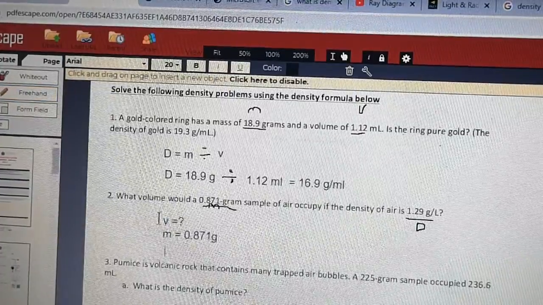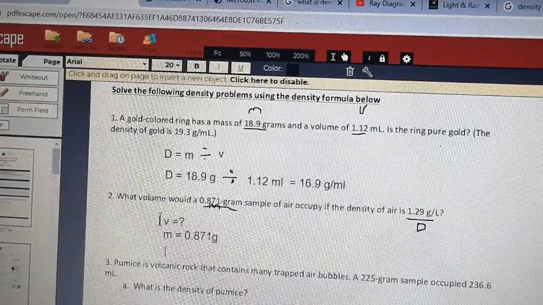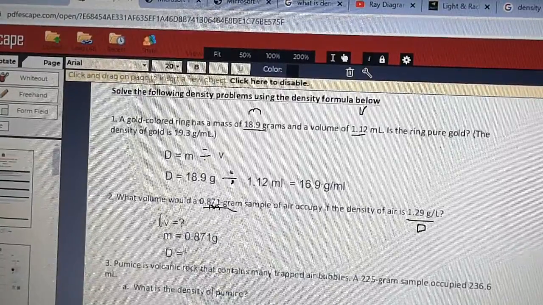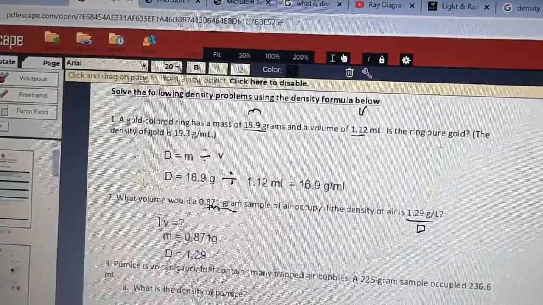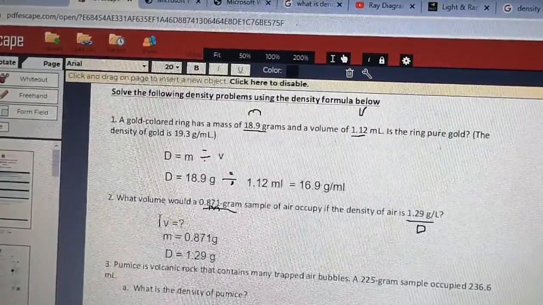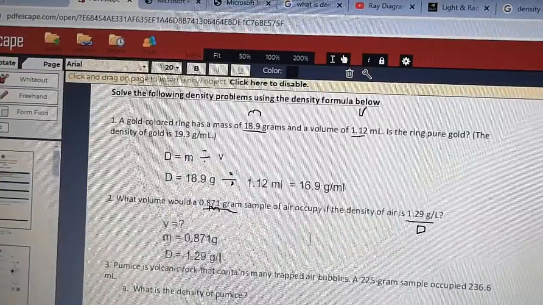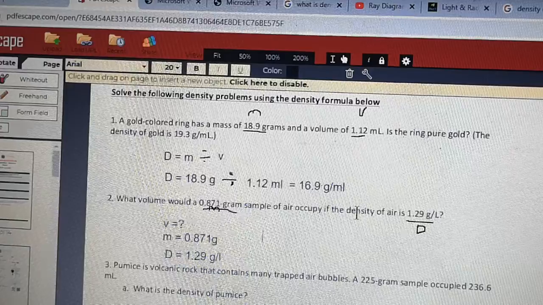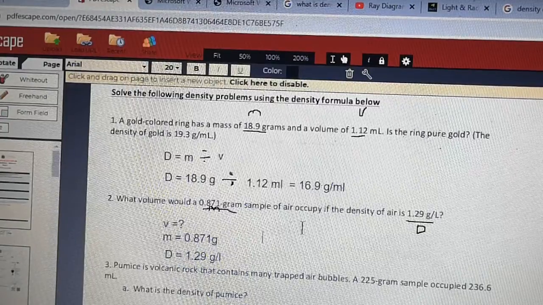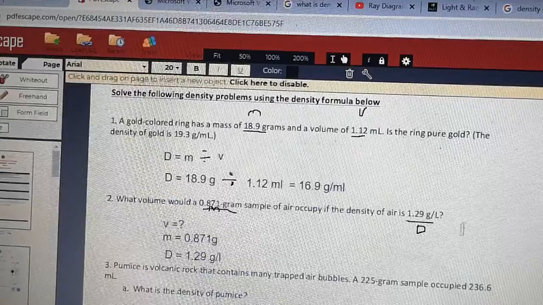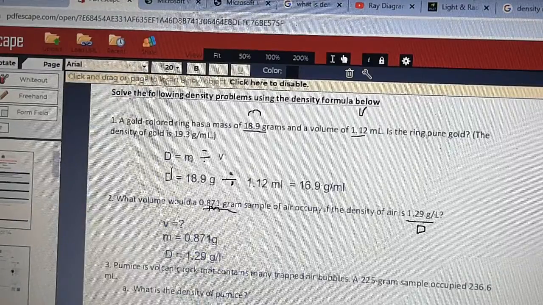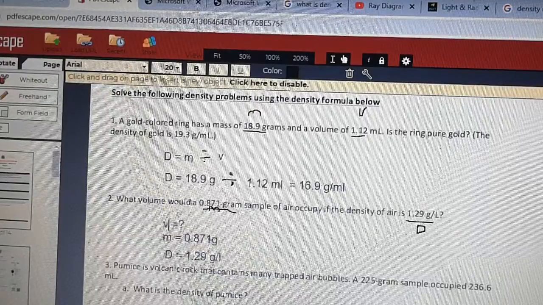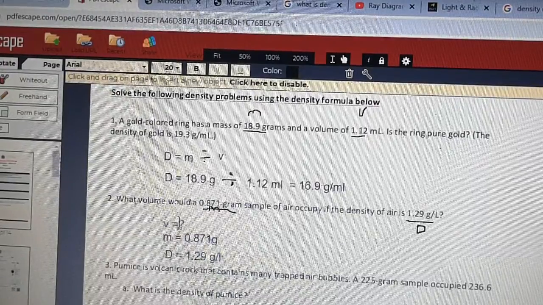And I need to find V. What is the volume? It's a question, right? D equals, what did we say? 1.29, right? This is g dash L. Remember always to put the units as well for this, because they're always different. Now I need to use my equation. It's not so easy because it's different to the last one, but which one do I need to cover? V, M, or D? Remember, cover the one we need.